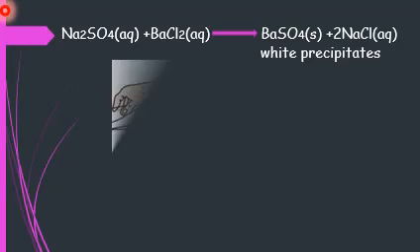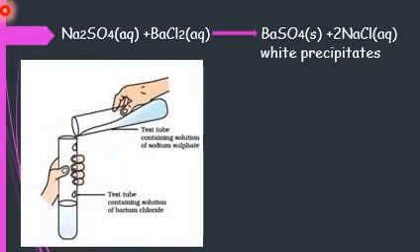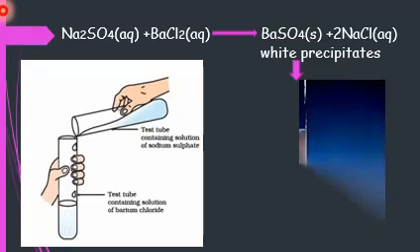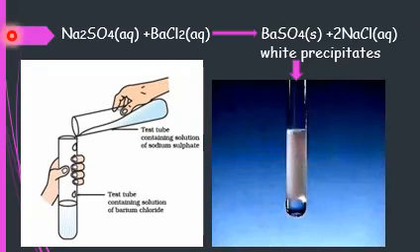Here we can see two test tubes are taken. In the first test tube we have barium chloride solution. In the other test tube we have sodium sulfate solution. And when they are mixed together, what happens is we are going to get the white precipitates of barium sulfate.